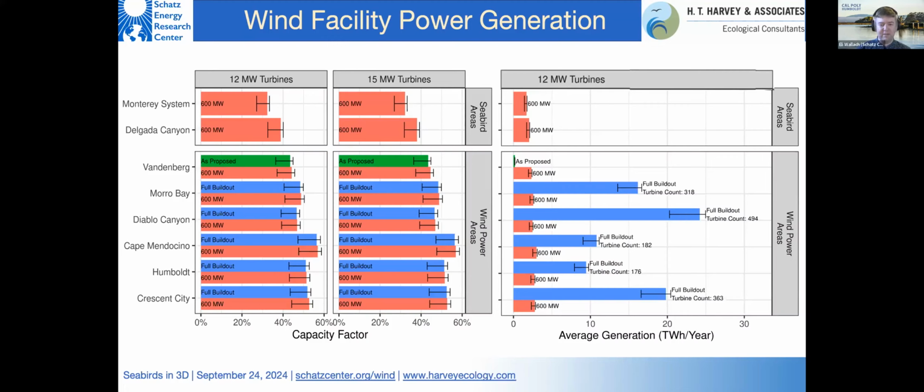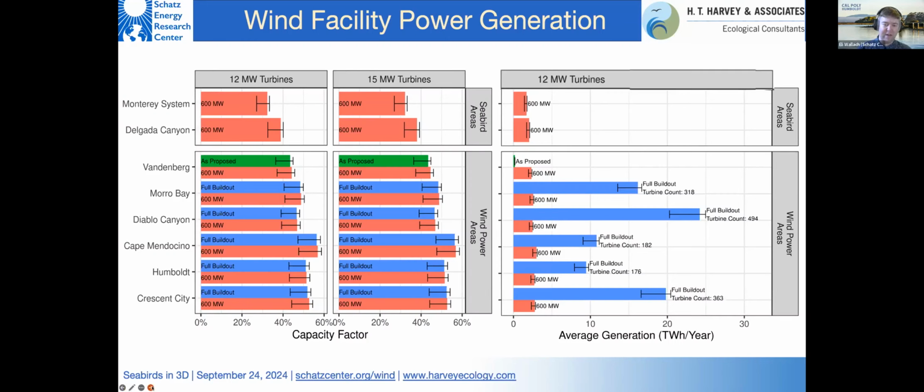And then I'll just point out the error bars on these figures represent uncertainty in turbine availability rates, or how much downtime these turbines may have due to repair and servicing. This graphic also shows that the 12 and 15 megawatt turbines perform very similarly, so much so that for the rest of the presentation, we will only focus on the 12 megawatt turbines.